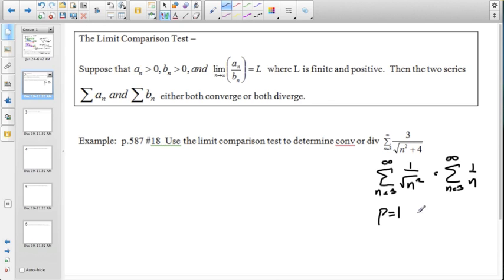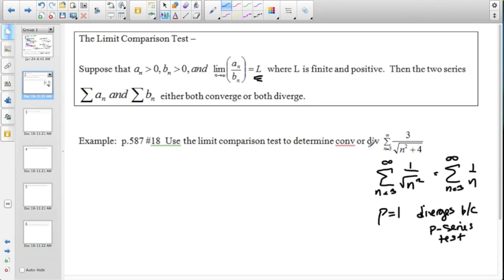So we know that this diverges because it's not less than 1. It's equal to 1. This diverges because of the p-series test. Okay, so if we get a finite value when we evaluate the limit, we know that this is also going to diverge. If we get an infinite limit, it means we picked the wrong test.